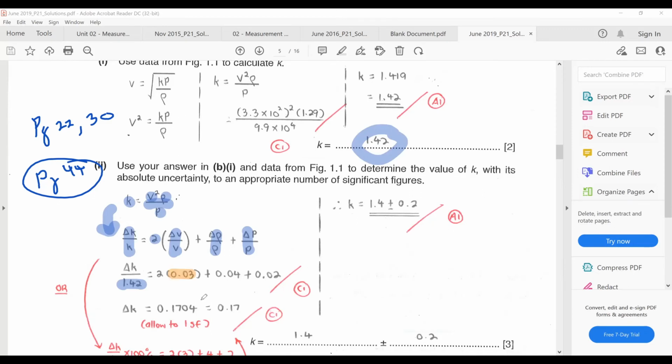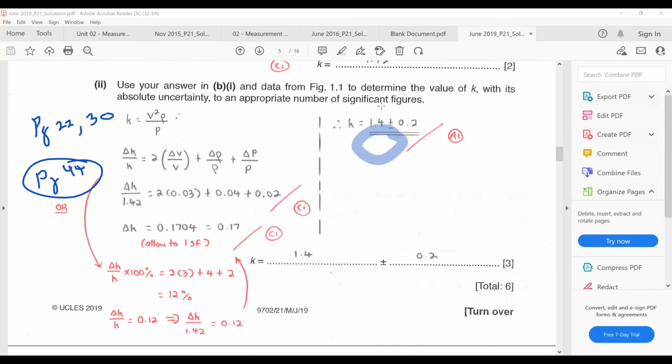3% would be 0.03 for velocity. 4% would be 0.04 for density. 2%... Well, that's the problem. I didn't change it from percentage. Okay, that would be one of the reasons why. Yeah, you need to change to fractional. If you're working with fractional forms, all of them must be fractional forms. Because sometimes the marking scheme will also show you a different set of workings. If you look at the marking scheme, they sometimes show you the workings in terms of percentage uncertainty.